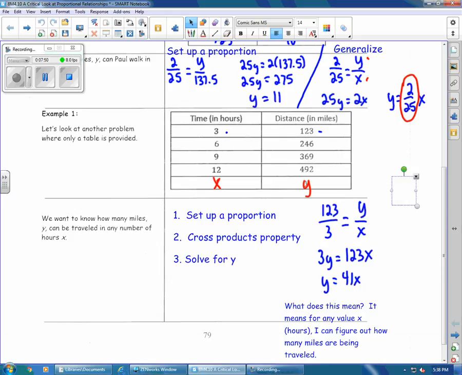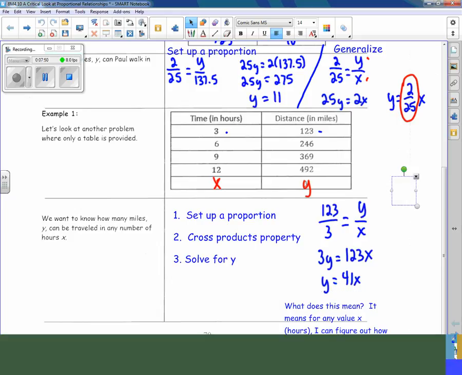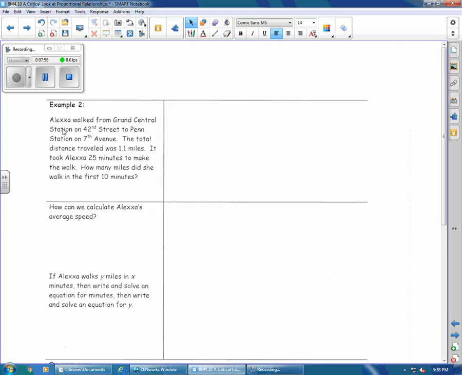Okay, let's move on to page 80. Page 80 is talking about Alexa. Alexa walked from Grand Central Station on 42nd Street to Penn Station on 7th Avenue. The total distance traveled was 1.1 miles. It took Alexa 25 minutes to make the walk. How many miles did she walk in the first 10 minutes? So let's take a look at this.